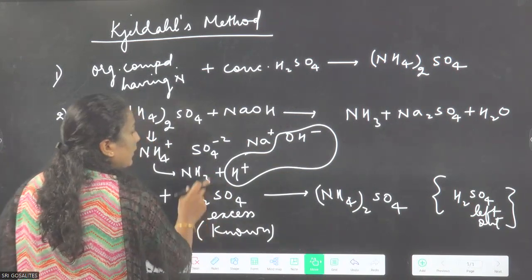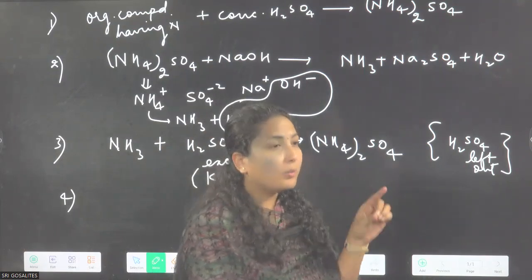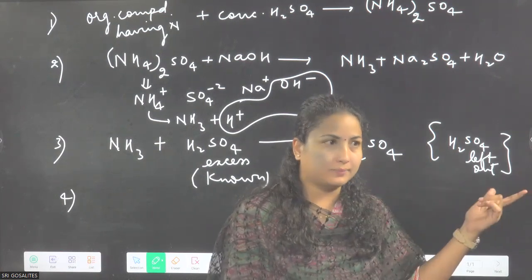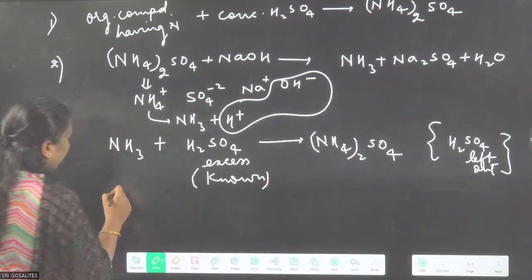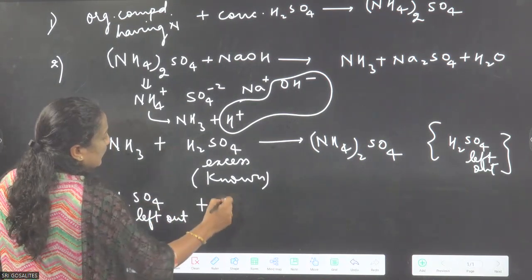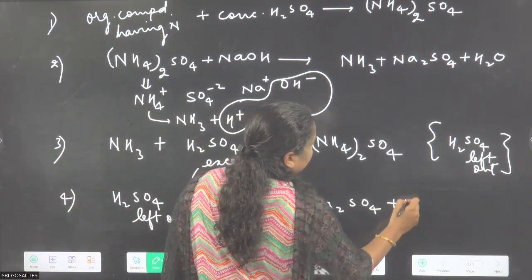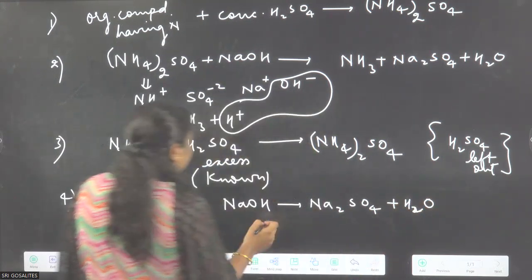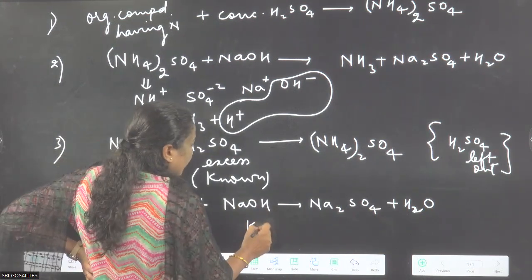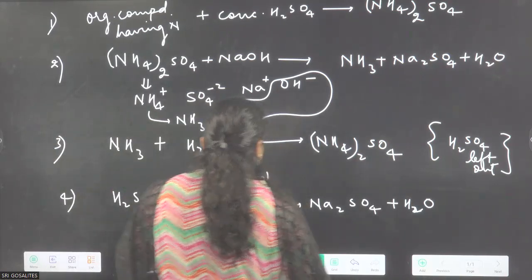Okay. Now, next, we want to find out how much H2SO4 is left out, because then I'll be able to find out how much H2SO4 reacted. So what we are going to do is titrate it again. So this is H2SO4 left out plus NaOH, so that I get Na2SO4 plus H2O, right? Now its amount can be known to us. In fact, its molarity and its volume will be known to me, right?